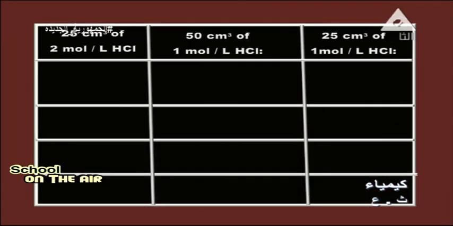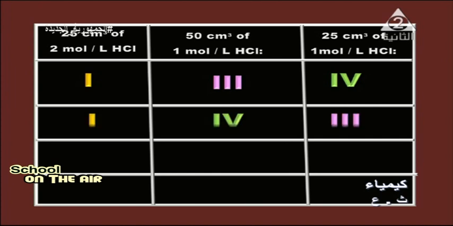Here we have 25 cubic centimeter of 2 molar hydrochloric acid, this concentration and this volume for the first column, and second column volume 50 cubic centimeter of 1 molar hydrochloric acid, and third column 25 cubic centimeter of 1 molar hydrochloric acid. So which choice are we going to choose?